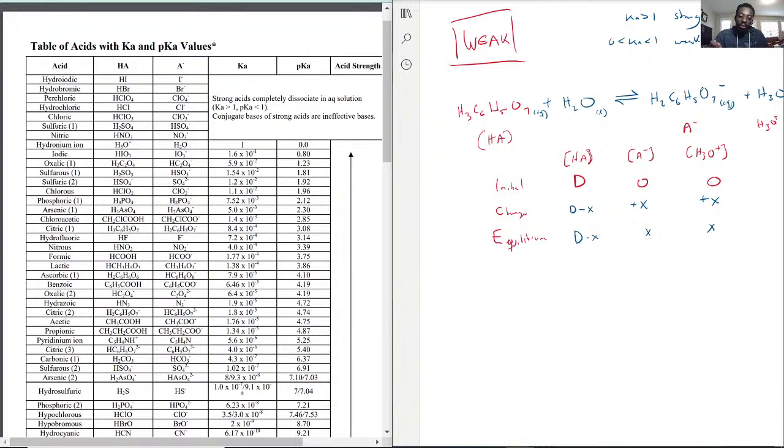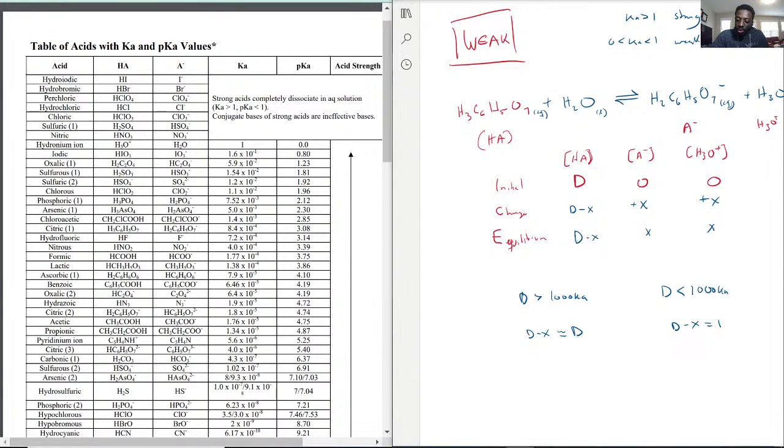If the concentration D is greater than 1,000 times Ka, then the change x will be so small that D minus x would really just equal D. If the concentration is not greater than 1,000 times the Ka, the change between D minus x is great enough that you have to factor them in.